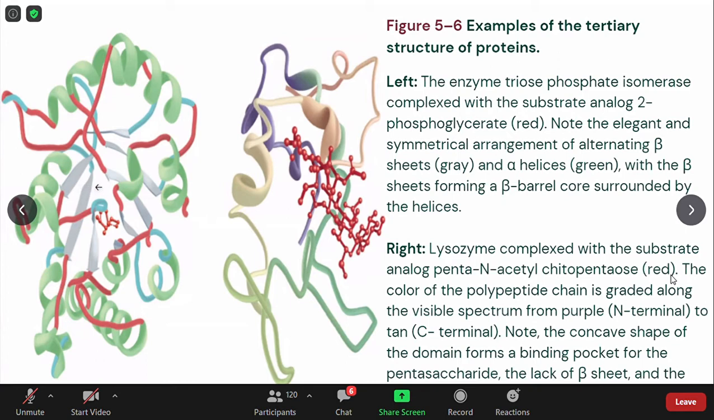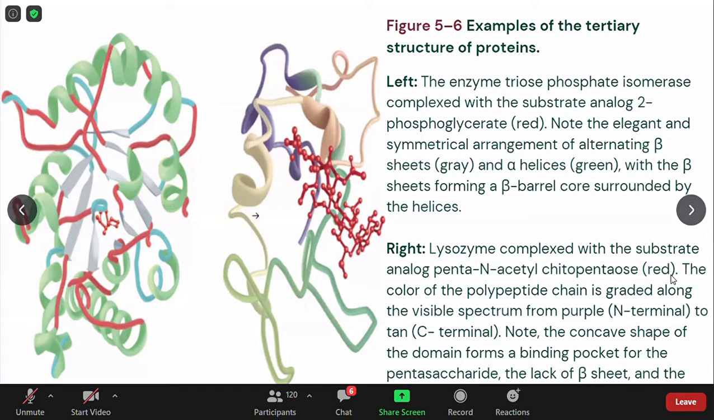And we have helix, the green ones. So this one here in coil, like a spring, coil, that one. And then you have a beta barrel core surrounded by helices. That's the beta, and the helix is there. This green one here, helix.